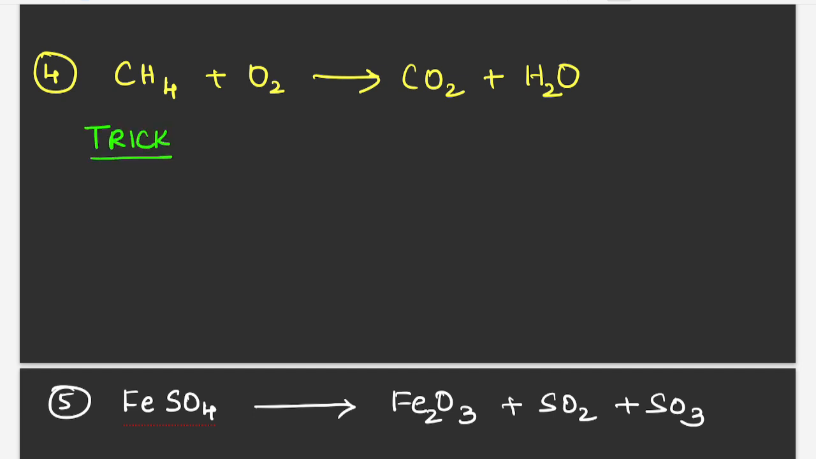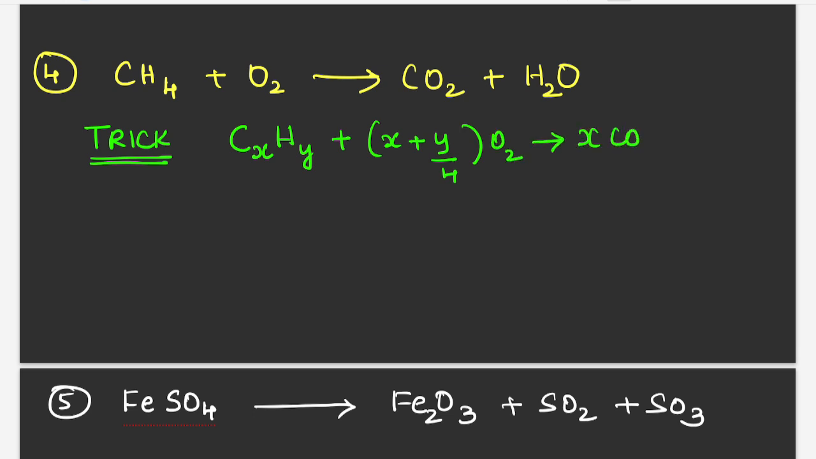The trick you are going to use is this formula, that is CxHy plus (x plus y by 4) oxygen giving x times carbon dioxide plus y by 2 water. This is the formula we are going to use. Now see here how we are going to balance this.